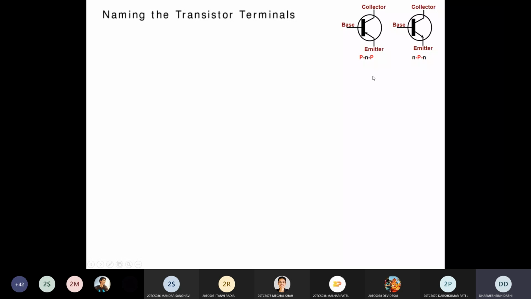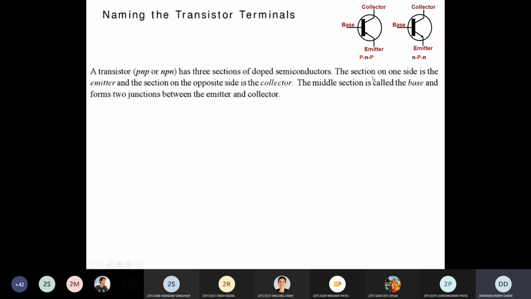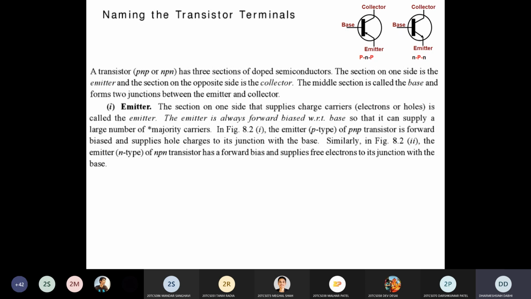So how is this naming given? The transistor has three sections, as you see, and they are doped semiconductor material. One side section is called the emitter, the section on the opposite side is the collector, and the middle section is the base, forming two junctions between emitter and collector. Clear? So now what is the emitter? The emitter section on one side supplies the charge carriers, electrons or holes. So that is called the emitter.